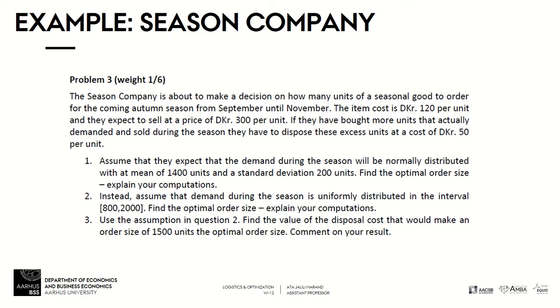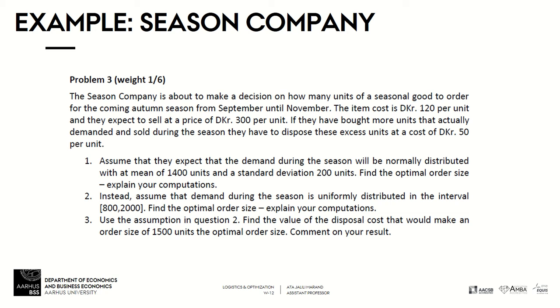Example 3 is about the single period model. In the text of the example, different cost terms are given. We know the disposal cost, the salvage cost, the unit purchase cost, and also the selling price. In parts 1 and 2, we are asked to calculate quantities for different distributions of the demand. In part 3, we need to calculate a disposal cost that would make an order size of 1,500 units the optimal order size.